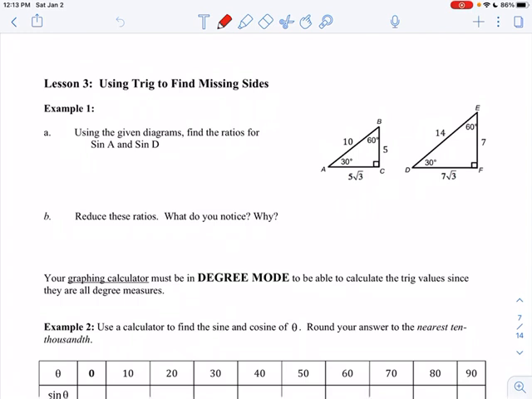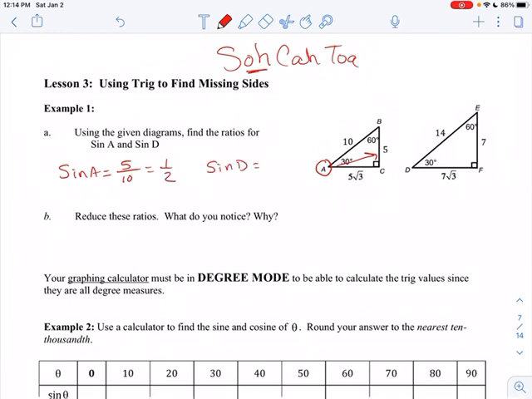So using the diagram, let's find the ratio of sine of A. I'm going to look at A, and remember SOHCAHTOA. Sine is opposite over hypotenuse. So the sine of A is opposite, which is 5, over hypotenuse, which is 10, and that reduces to 1/2. Then I'm going to do the sine of D. Now I'm looking at D, and sine is opposite, which is 7, over hypotenuse, which is 14, which also reduces to 1/2.